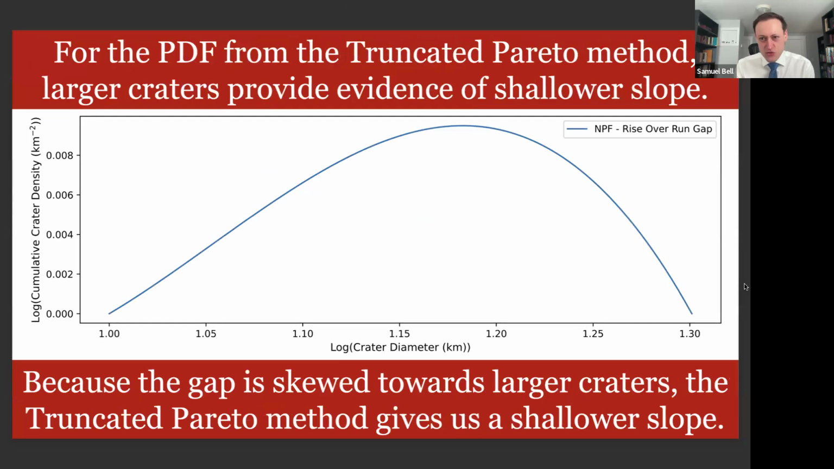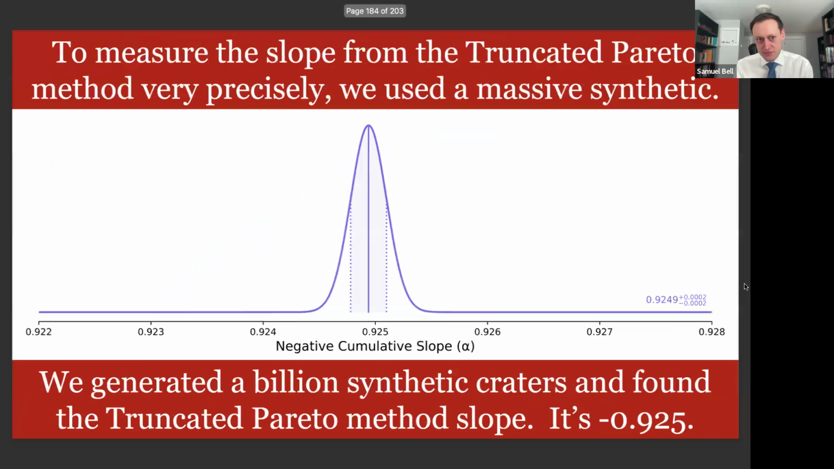For the PDF from the truncated Pareto method, larger craters provide evidence of shallower slope. Because the gap is skewed towards larger craters, the truncated Pareto method gives us a shallower slope. To measure the slope from the truncated Pareto method very precisely, we used a massive synthetic. We generated 1 billion synthetic craters and found the truncated Pareto method slope. It's negative 0.925.